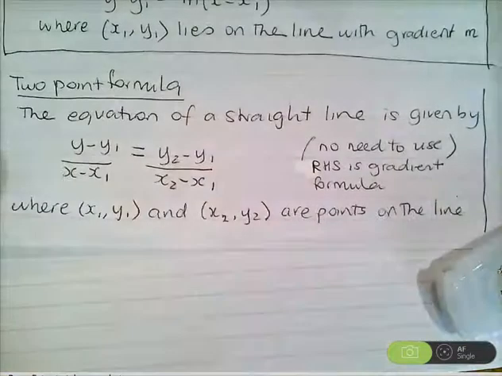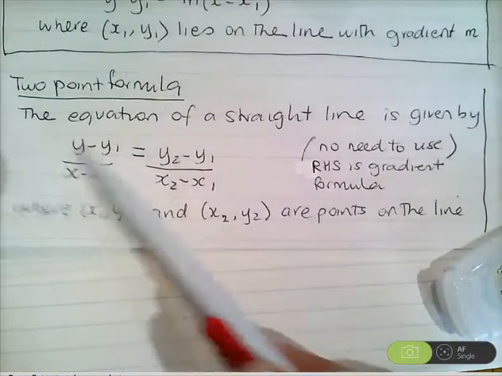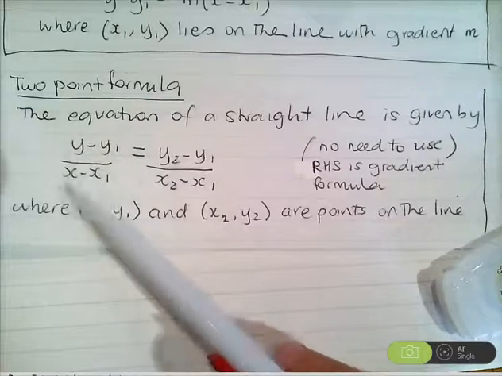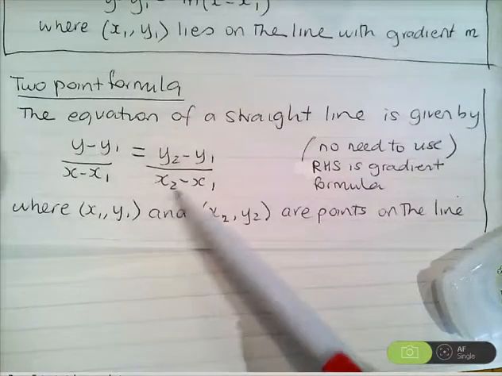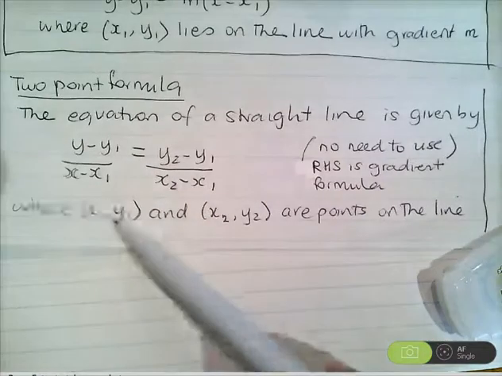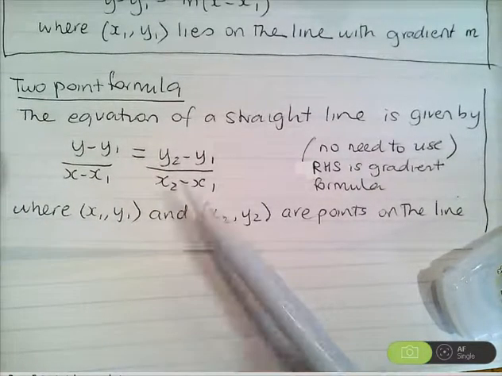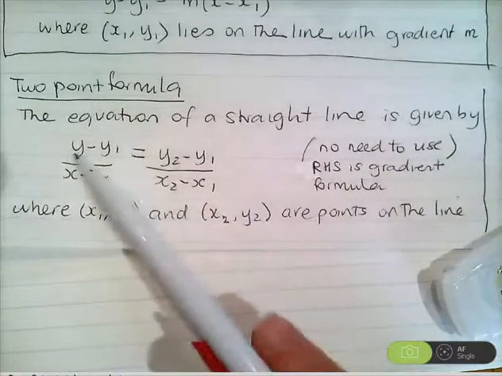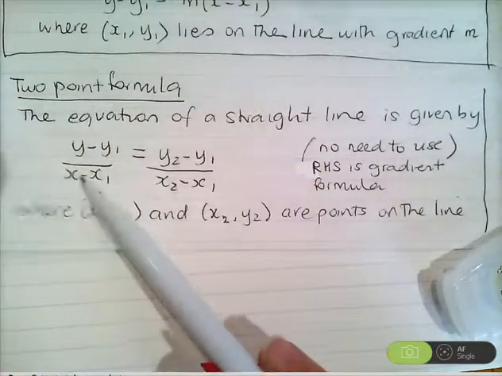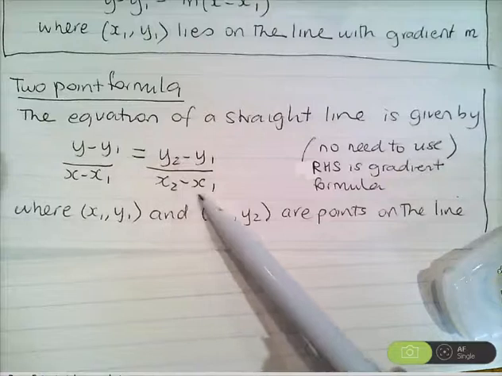Now I really don't use this either. The reason I don't is that you really don't want to be getting these two here mixed up, the y minus y1. Otherwise, you'll end up with, well, the wrong answer. So 2-point formula obviously uses 2 points, x1, y1 and x2, y2. So the equation of a straight line is given by y minus y1 over x minus x1 equals y2 minus y1 over x2 minus x1.